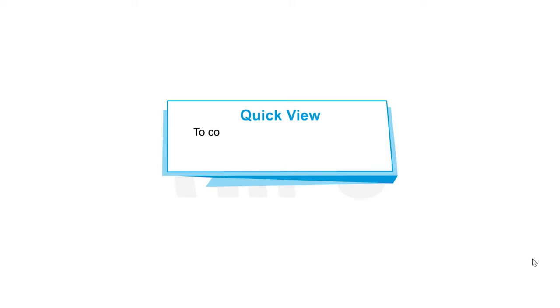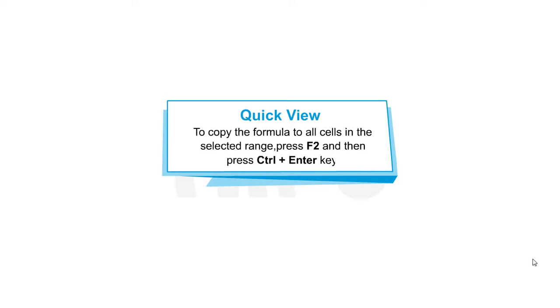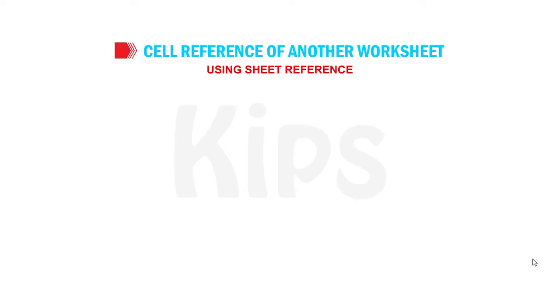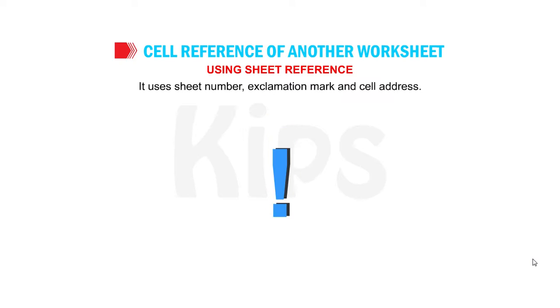Let us know more. To copy the formula to all cells in the selected range, press F2 and then press Ctrl+Enter. The second way is by using sheet reference. It uses the sheet number, exclamation mark and cell address. For example, Sheet1!D2.